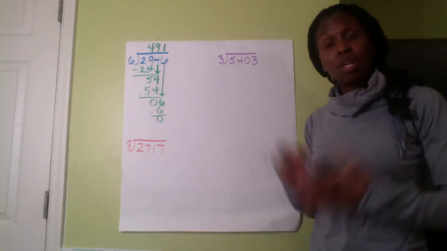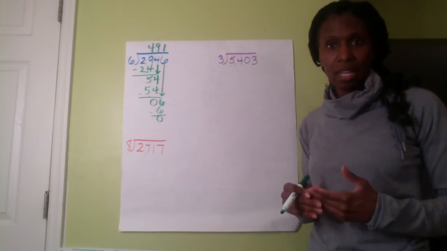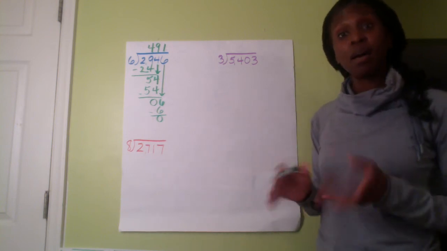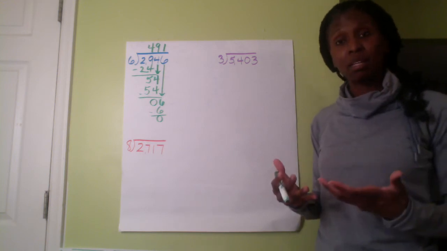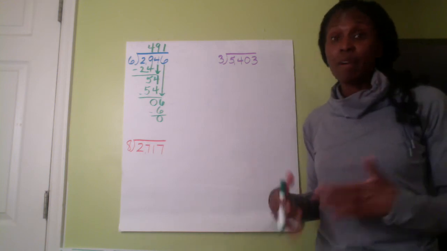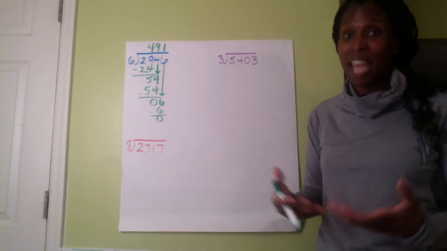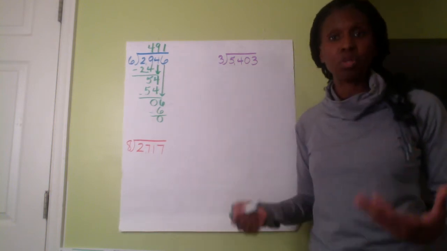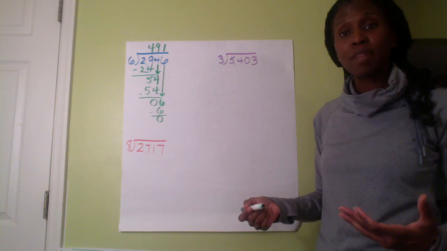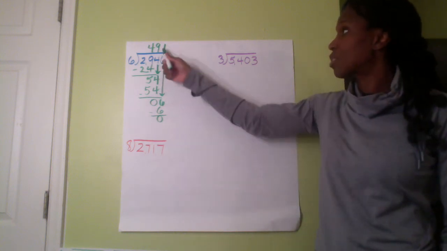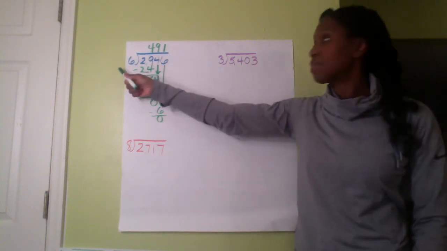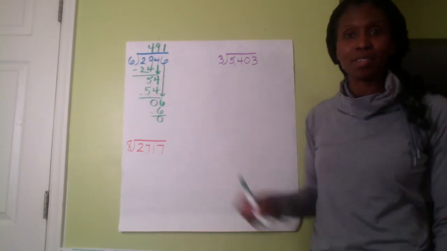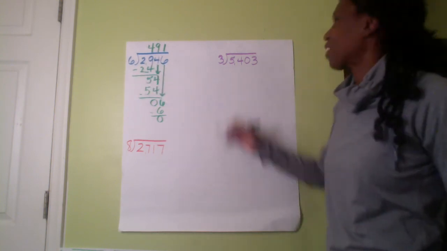All right, so now we're going to check it. Now remember, in order to check any operation, you do the opposite operation. So if I was adding, to check it I would subtract. If I was subtracting, to check I would add. Well, if I'm dividing, to check I'm going to multiply. And you always multiply the numbers that are outside of the house. So that would be 491 times 6. These two numbers on the outside. Leave the number on the inside of the house alone. All right, let's check.